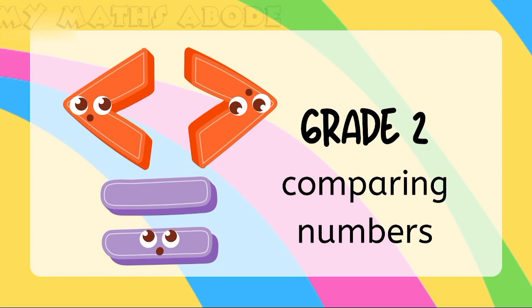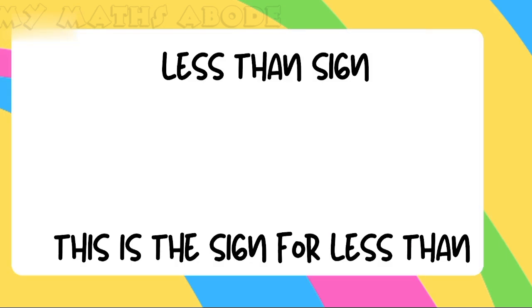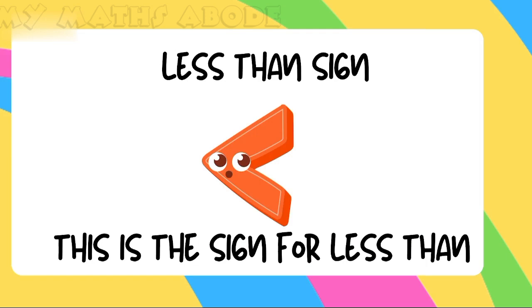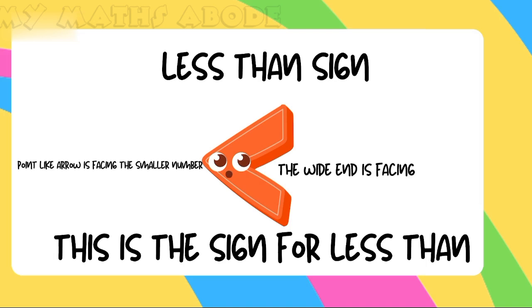So today we'll be learning how to make use of the equal sign, the less than sign, and the greater than sign. The first sign we'll be looking at is the less than sign. So this is the less than sign. Looking at me, hi, less than sign. Now, in trying to use your less than sign, you should make sure that the pointlike arrow is facing the smaller number. Whenever you want to use the less than sign, the pointlike arrow should be facing the smaller number. The wide end is facing the larger number. So this is the position of a less than sign.